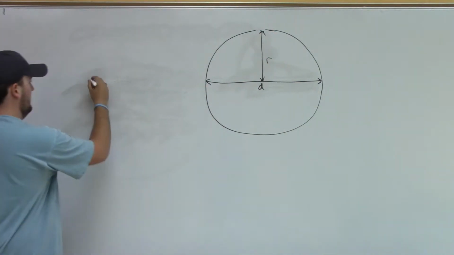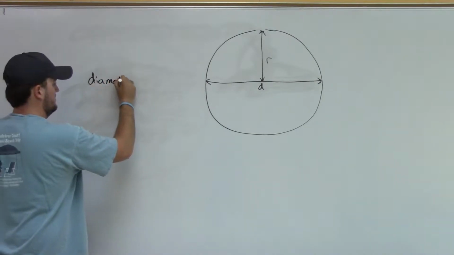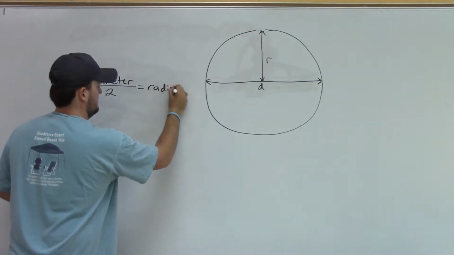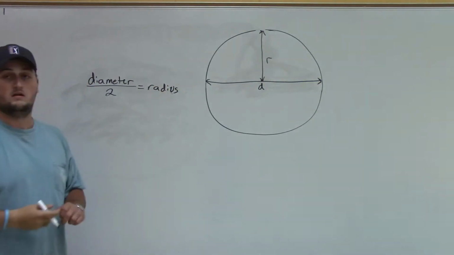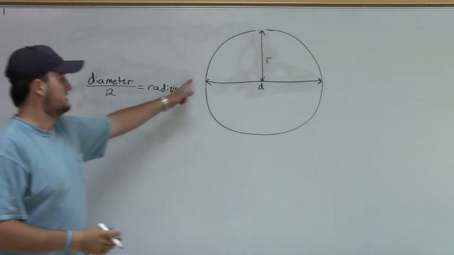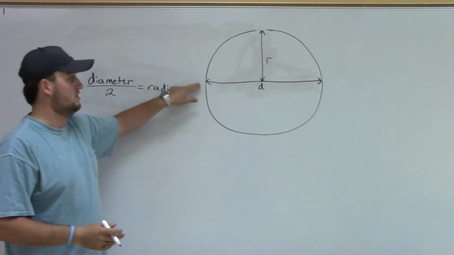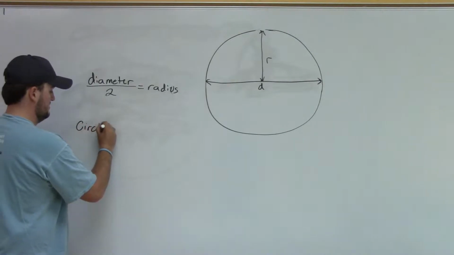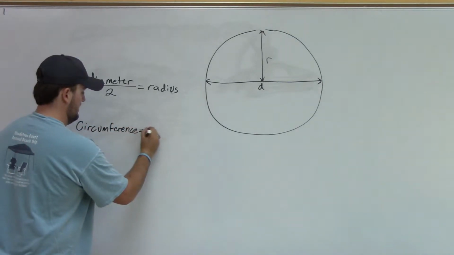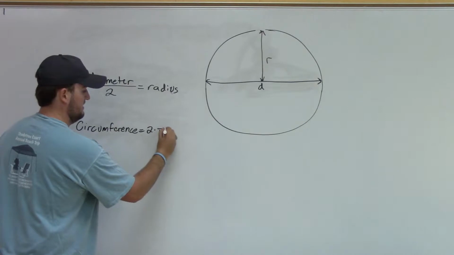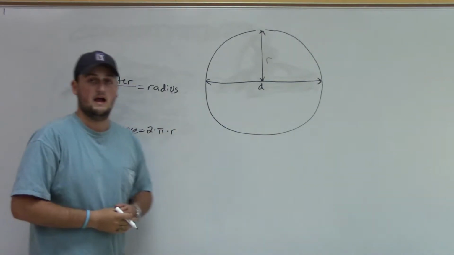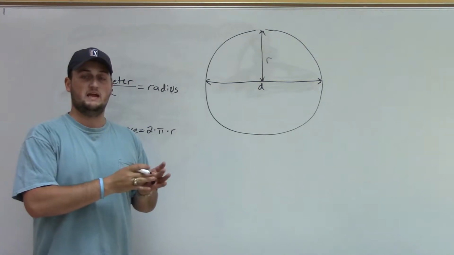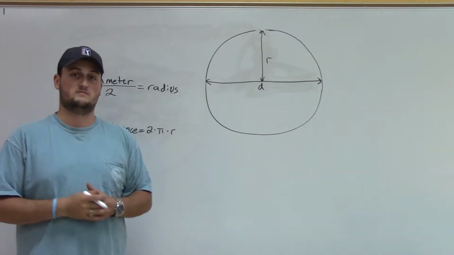Mathematically, this can be calculated as diameter divided by 2 equals radius. Now, we can relate this radius to the distance around the circle called the circumference. And this equation is circumference equals 2 times pi times radius. Now, we have to figure out what this circumference about the circle means to how far it travels.